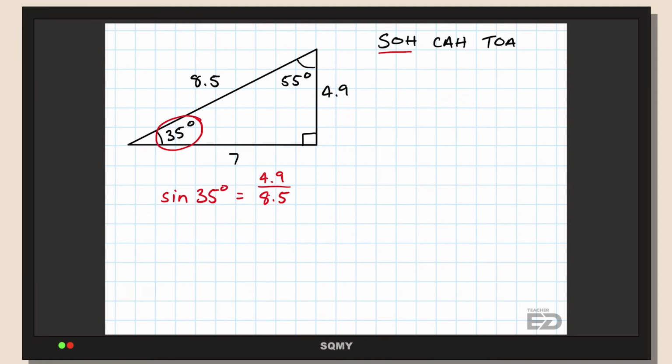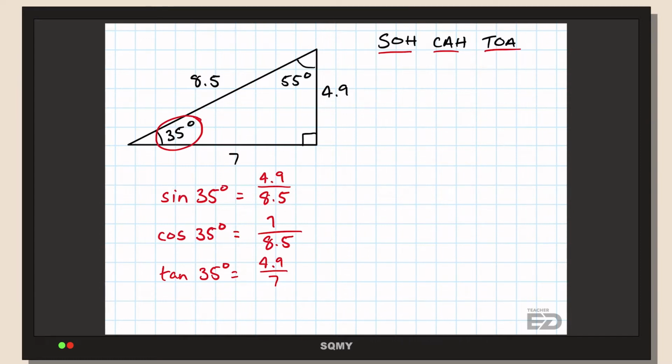Now, let's look at cosine. This ratio will still use the 35 degrees, but this time we're using adjacent and hypotenuse. So my adjacent side is the one close to it. So that's 7 over the hypotenuse of 8.5. And last, let's look at tangent, or TOA. So we'll have tangent 35 degrees is equal to opposite over adjacent. So my opposite side is 4.9 and my adjacent is 7.